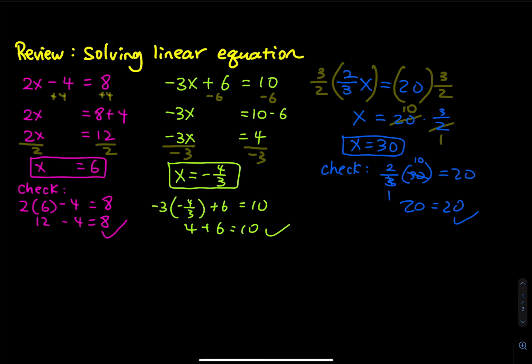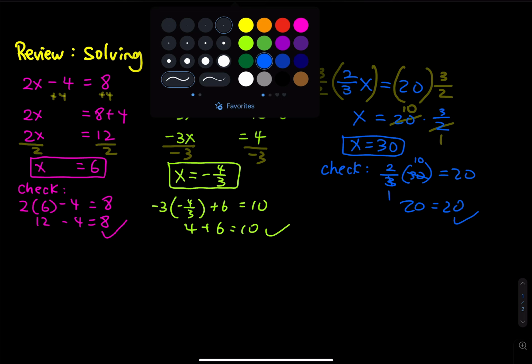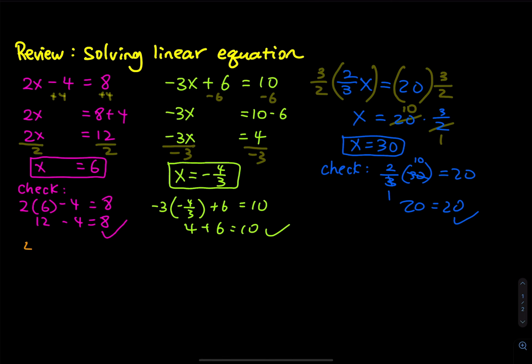All right, so let's do another one. Let's pick a different color. Let's pick orange. How about 4x minus 8 equals 7 plus 10x? I usually keep all the x on one side. So let's keep the x on the left hand side. So I will just go ahead and subtract both sides by 10x.